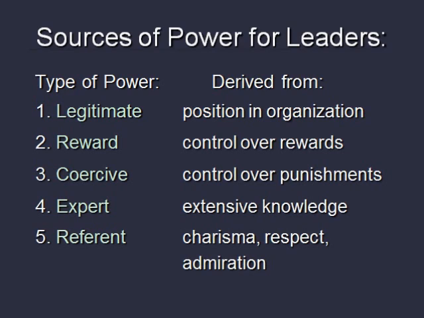A supervisor can have control over things like a person's paycheck, bonuses, time off. Coercive power is when a leader uses control over punishments. A supervisor who threatens to fire an employee or dock their pay if they're late. Expert power is someone who has extensive knowledge in their field, and because they're considered an expert, they're given respect and people usually go to them for help.